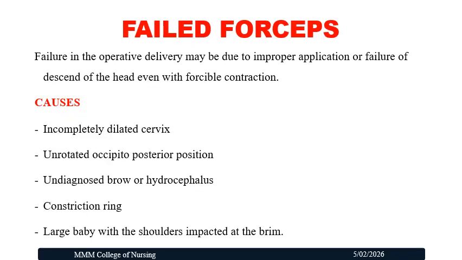Failed forceps, which is nothing but failure in the operative delivery, may be due to improper application or failure of descent of the head even with forceful contractions. The causes for failed forceps are incompletely dilated cervix, unrotated occipito-posterior position, undiagnosed brow presentation or hydrocephalus, constriction ring, and a large baby with the shoulders impacted at the brim.